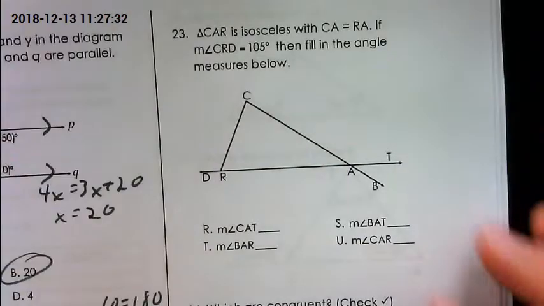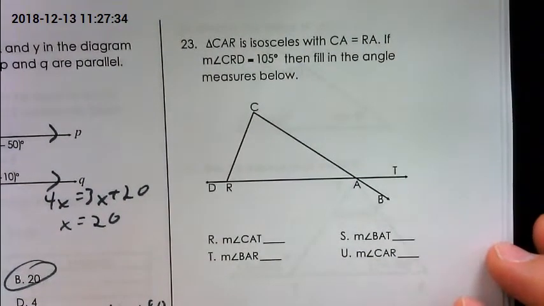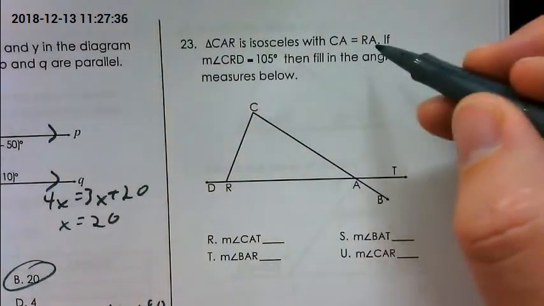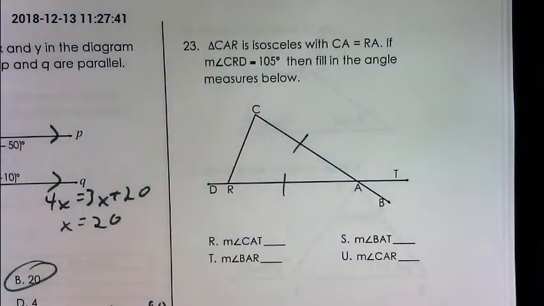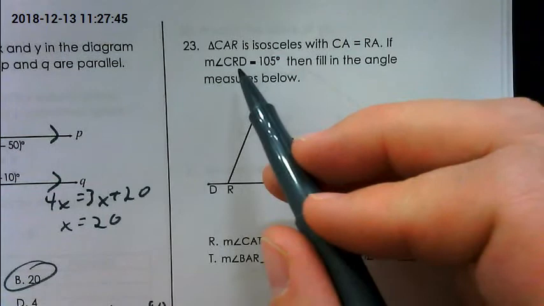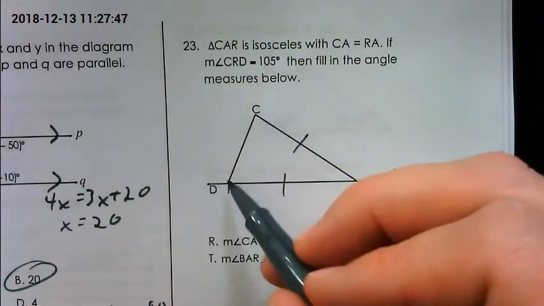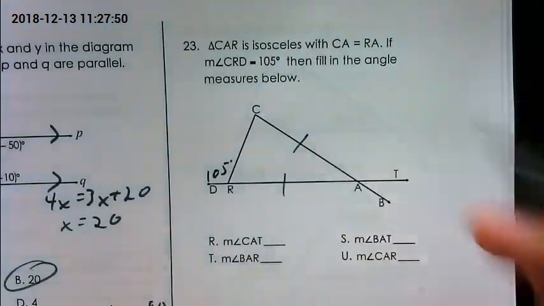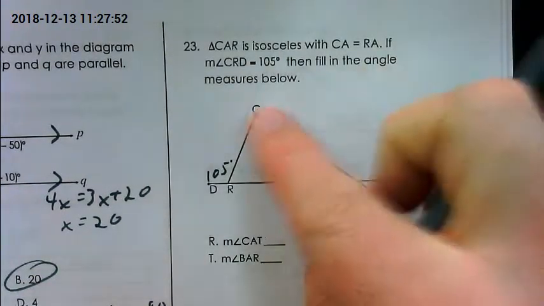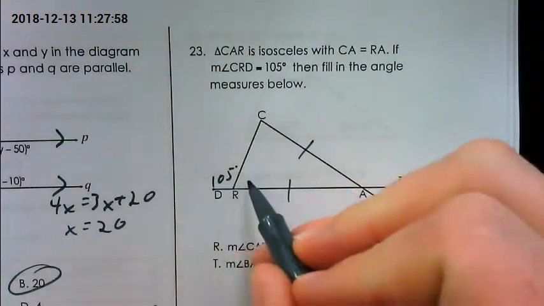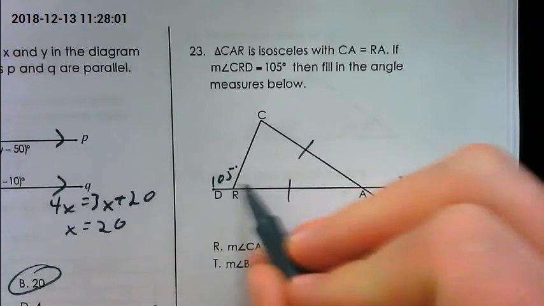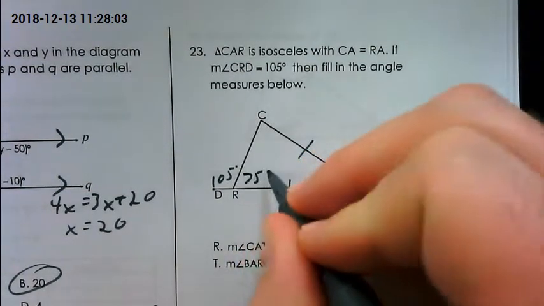On 23. CAR is isosceles with CA and RA equal. So CA and RA are equal. If measure of angle CRD, so this exterior angle, is 105, then fill in the angle measures below. So there's a couple different ways we can do this. 105 in this one, these are supplementary. They form a linear pair. So this should be 75.